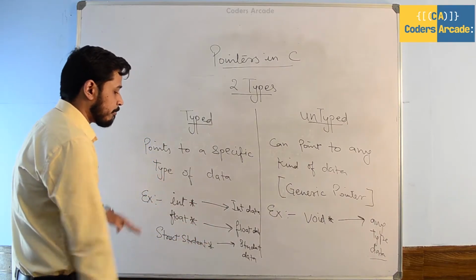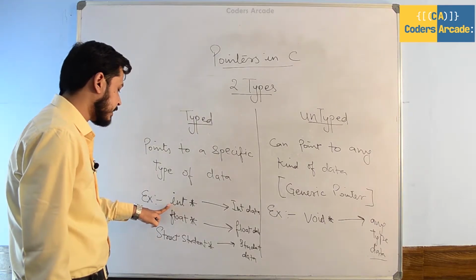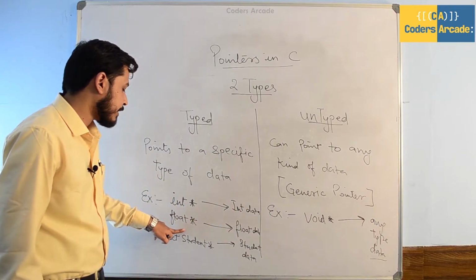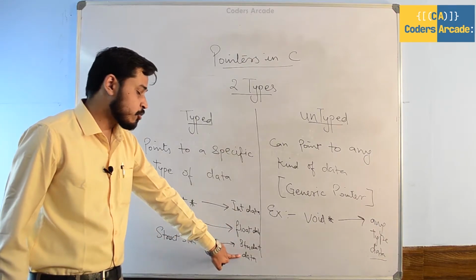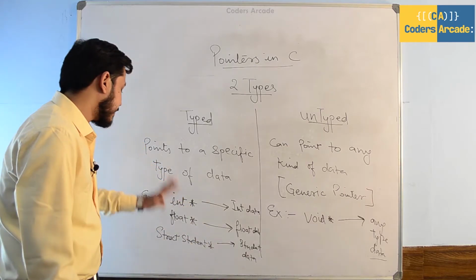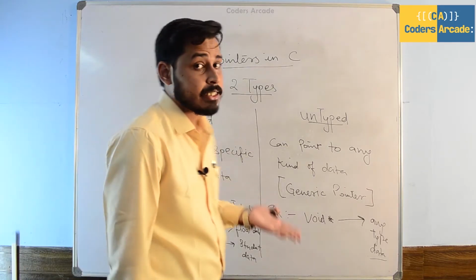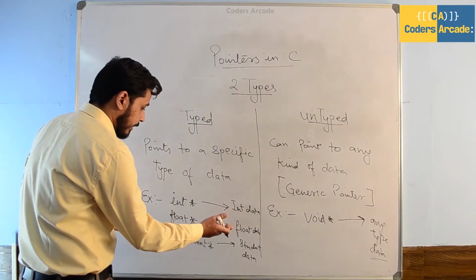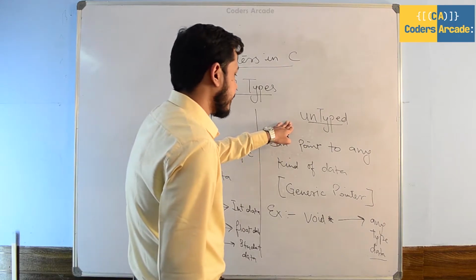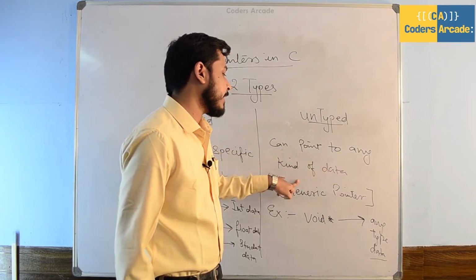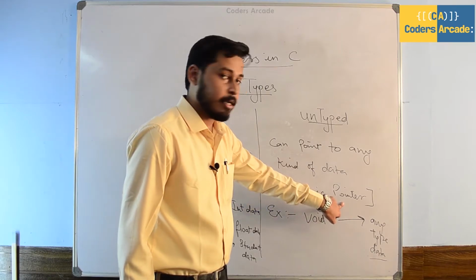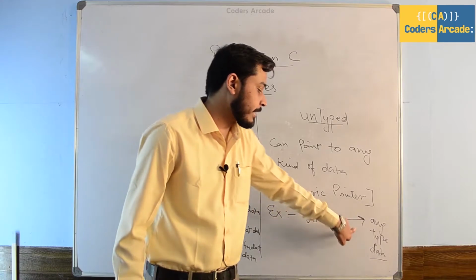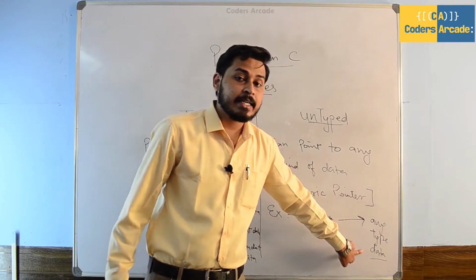So a struct student pointer will only point towards the student data. The point to remember here in typed pointers is that an int type of pointer cannot point towards float data, a float pointer will not be able to point towards struct data, and a struct pointer cannot point towards any other type of data. It only points towards that kind of data. An untyped pointer can point to any kind of data. That means it is a generic pointer. Example, void pointer.